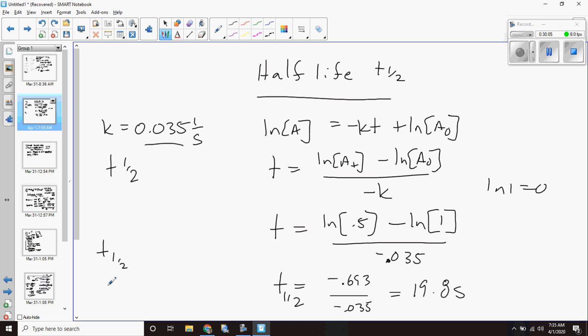So half-life for a first-order expression, if you hear the beeps, by the way, that means the teachers have just woken up and have started posting on the Google Hangouts. So let me turn the volume off on my phone.